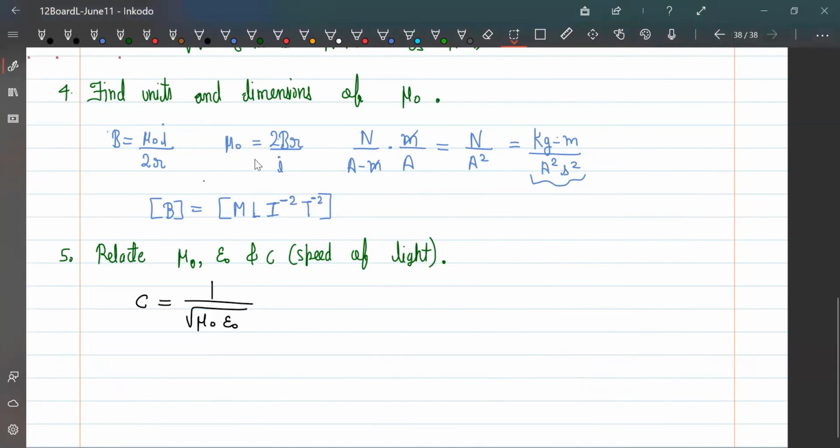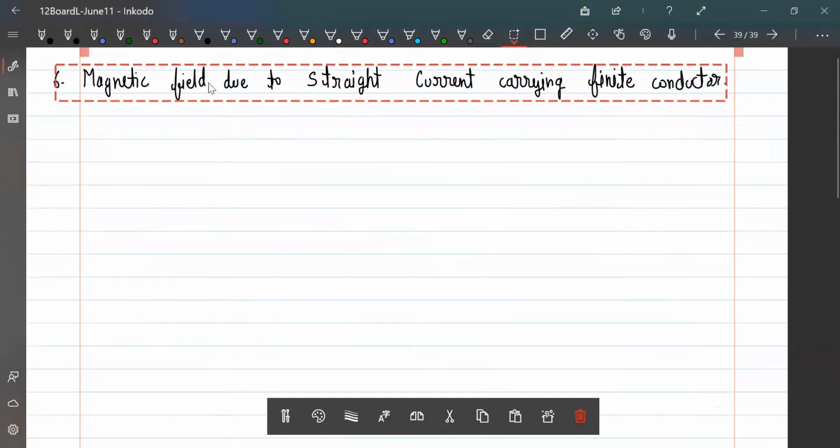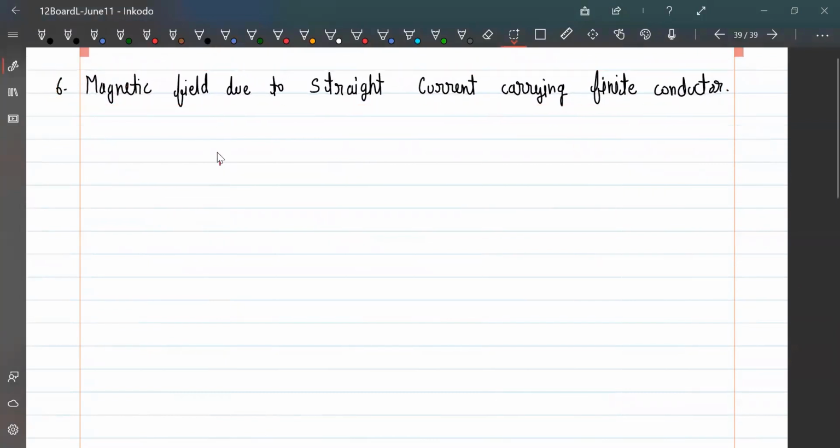So that will be ready for those types of questions. Apurva, what is the magnetic field due to a straight current carrying finite conductor? Mu naught I by 4 pi r into sine theta 1, that is the angle between one end of the wire and the point, plus sine theta 2, the angle between the other end of the wire and that point where we are taking the field.